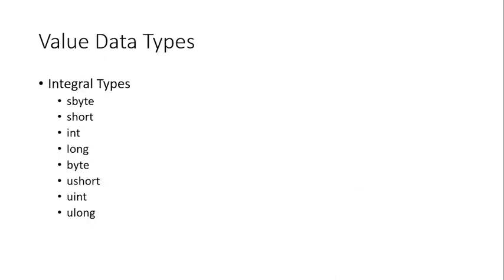These are the value types of data types. Integral types have sbyte, short, int, long, byte, ushort, uint, ulong. To be precise, the distinct ones are, to start with, byte, which is the smallest one, then short, int, and long. Byte by default is unsigned, so if you want a signed byte, we have to say sbyte. But all the other types, that is short, int, long, are by default signed. If you want unsigned, you have to use ushort, uint, ulong.